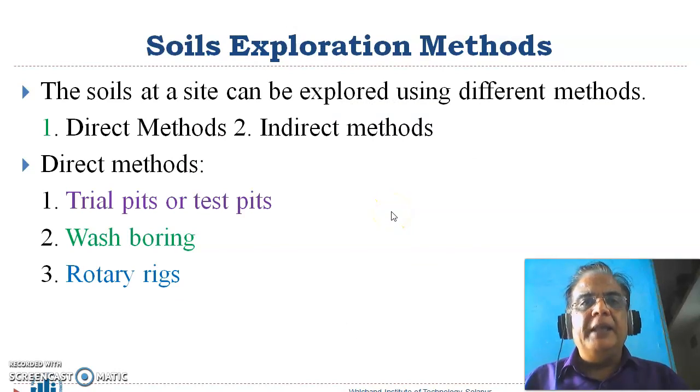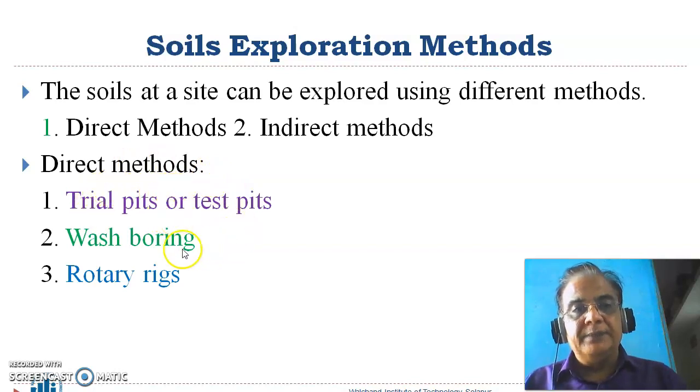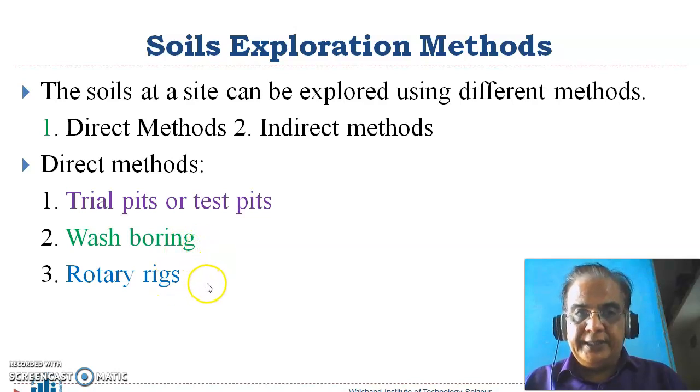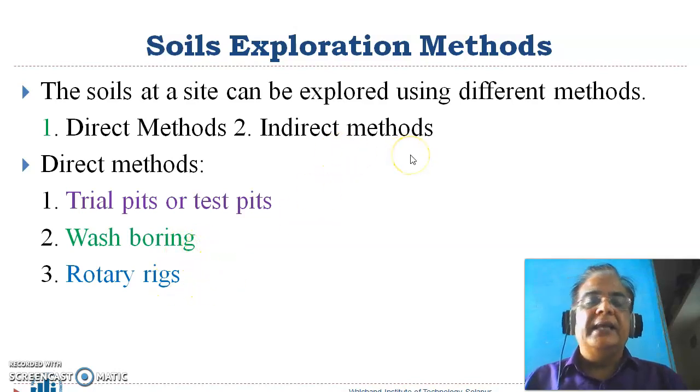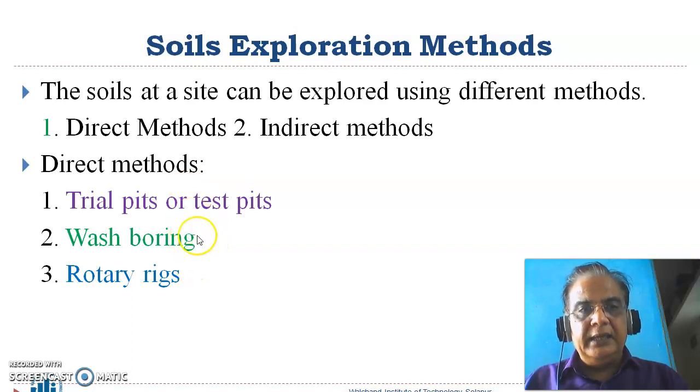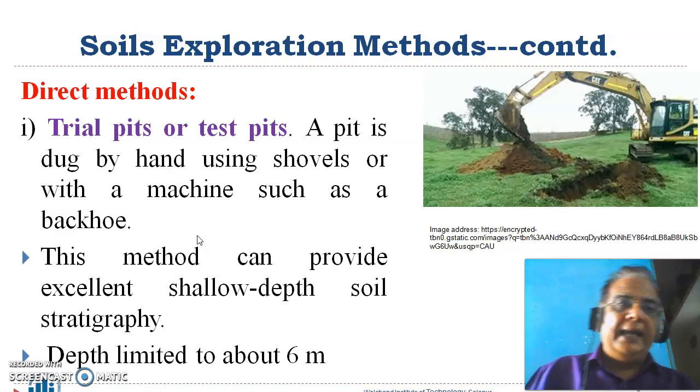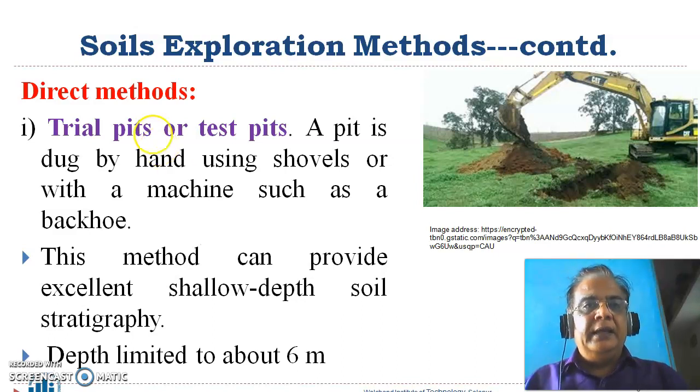Now there are different methods of soil exploration. Broadly they can be classified as direct methods and indirect methods. In direct methods there are different methods such as trial pits or test pits, wash borings, rotary rigs, etc. In indirect methods there are different methods like geophysical exploration, electrical resistivity method, and so on. But today we will restrict our discussion to only direct methods. Let us see these three methods which are under direct methodology classification in more detail.